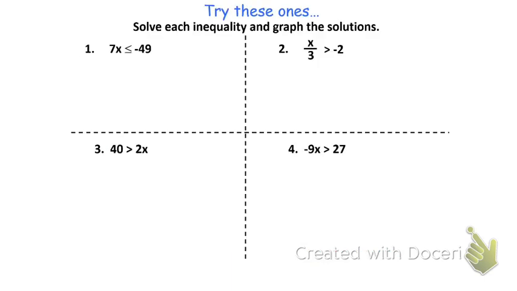So let's look at this. Here are some more single-step problems, but now we're going to have to use multiplication and division. All right, let's take a look. Problem number 1. We have 7x is less than or equal to negative 49.